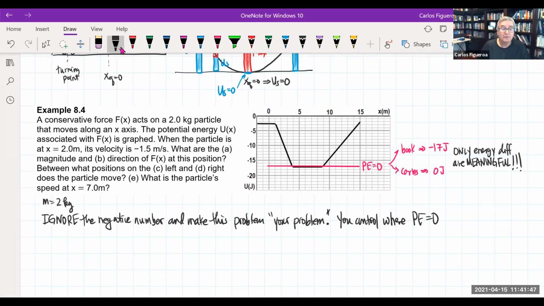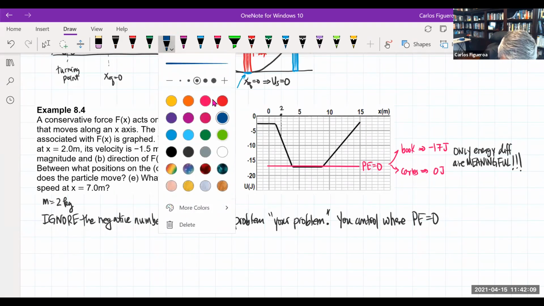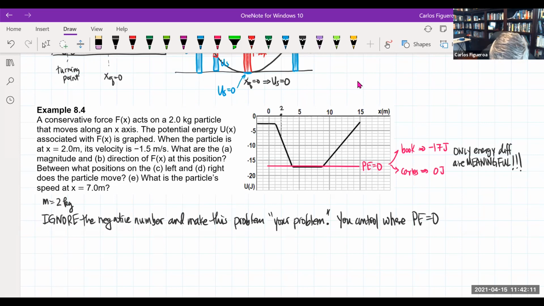Okay, so let's get a view of this thing. It says that the particle is starting at x equals 2. So where's 2? Here's 2 right here. So it's going to be right there. I need a color that's going to really stand out, so I'm going to change this to a lime green. That means the particle is standing right here.